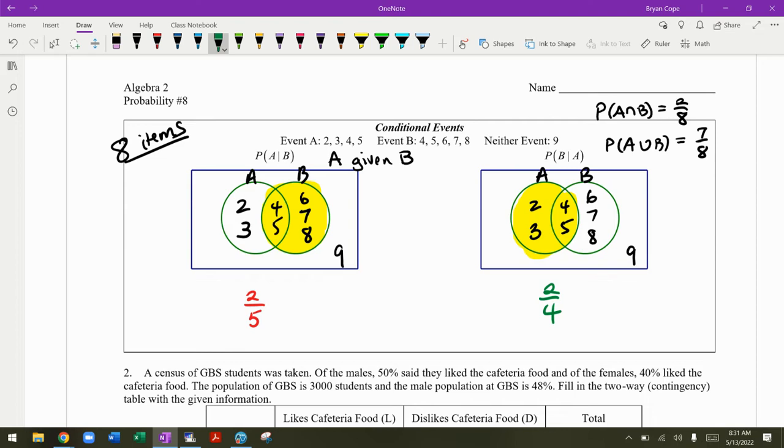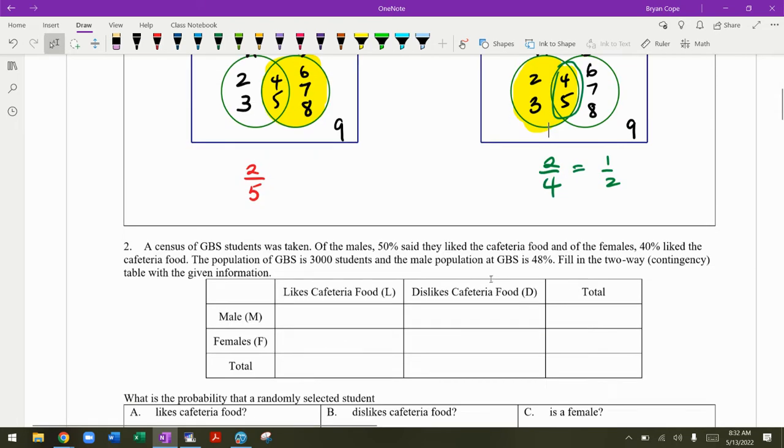Okay? A real common way to do these problems is one of these little tables. Yeah, 2/4, 1/2, doesn't matter, whatever. Okay, so we're going to fill out this table and we're going to answer a bunch of questions based on the table and some probability. Because only 2 items within A are also in B. Right? It's these 2 items right there. Okay? All right, let's make this table.